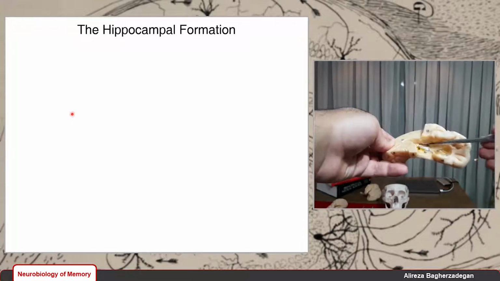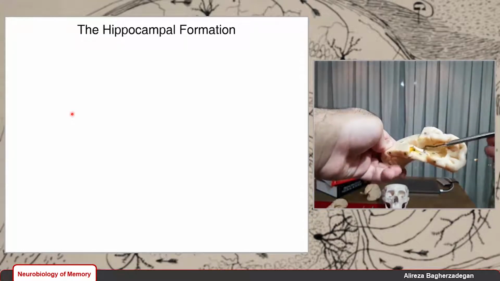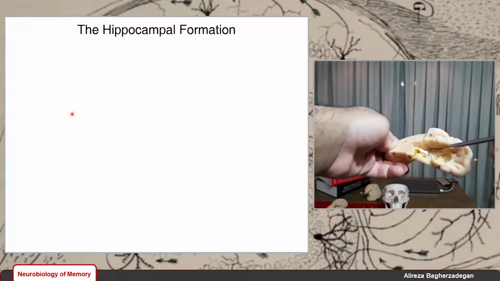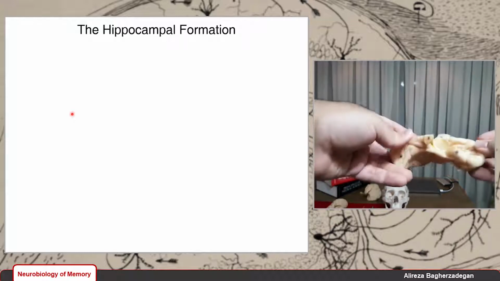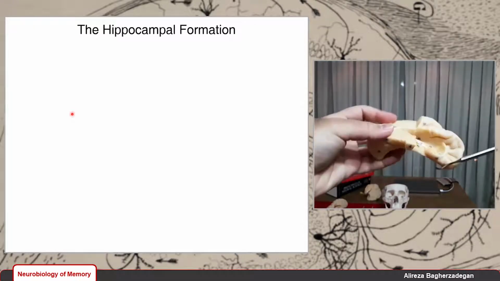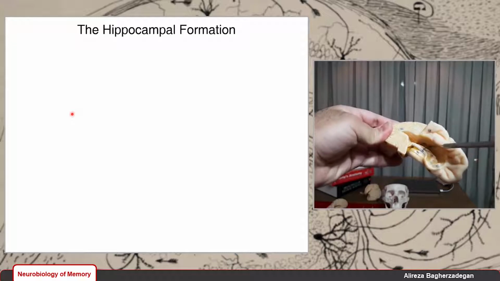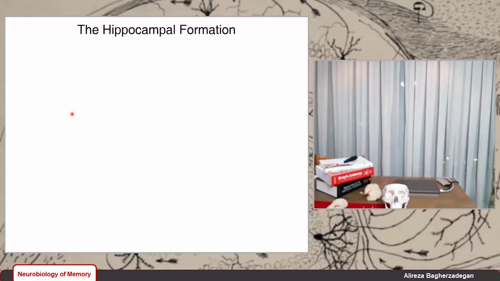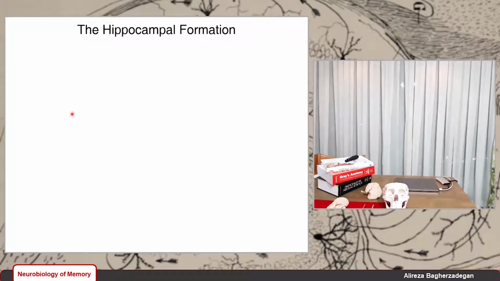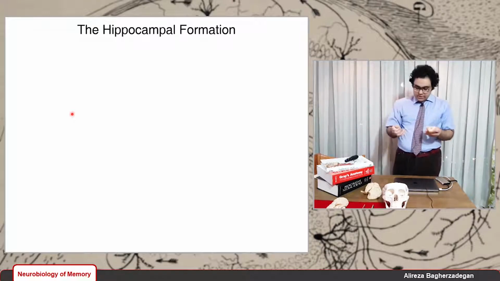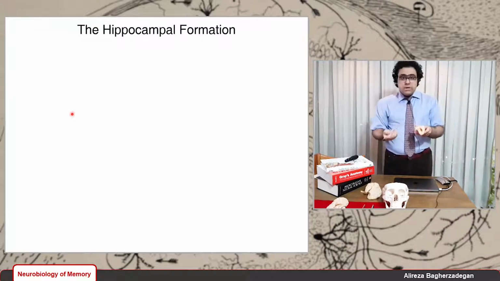So we have the part of the fornix here, and then we have the fimbria. This is the leg or crus of the fornix, and then we have the fimbria of the fornix. Here we have the parahippocampal gyrus, okay? And you can see the hippocampus here. This is the hippocampus. Okay, let's get back to our video. I'm very glad that my model has hippocampus. So that was the hippocampus in here.